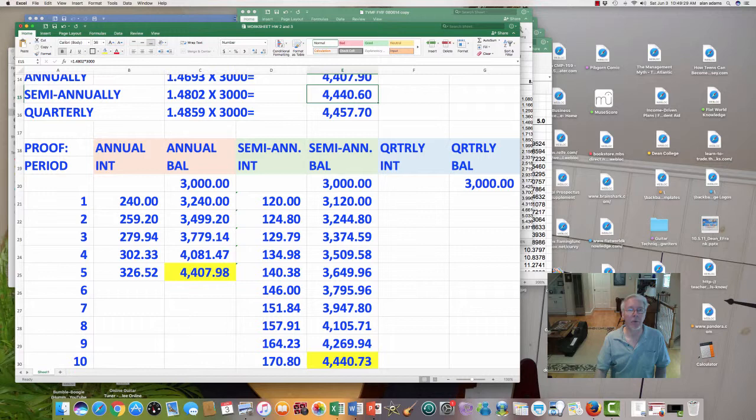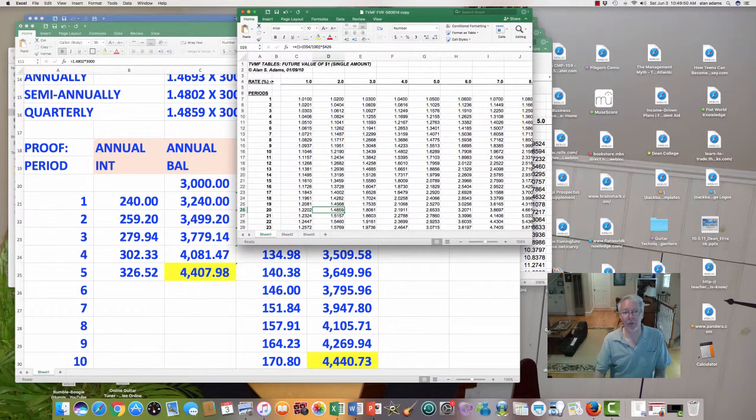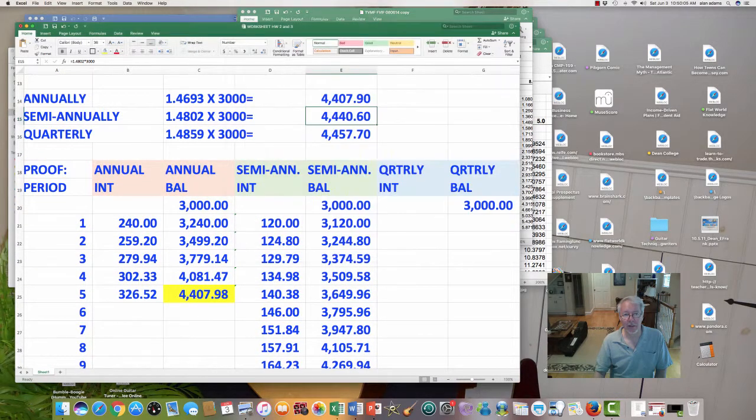All right, last but not least, what happens when we compound quarterly? We're dealing with 8% annually for 5 years. So what we do is say, instead of years, we look at periods. How many quarterly periods are there? We know that there are 4 quarters in a year. So I'm going to take my 8% rate and divide that by 4. That's going to give me 2%. I know that I'll be dealing with the 2% column. Secondly, I'm dealing with 5 years, 4 quarters a year, so 20 periods. The number I want is 1.4859. There it is.